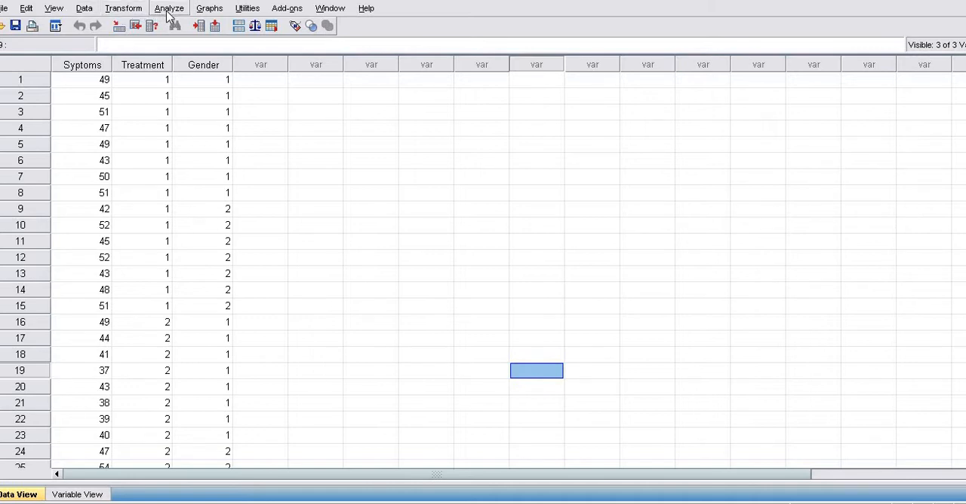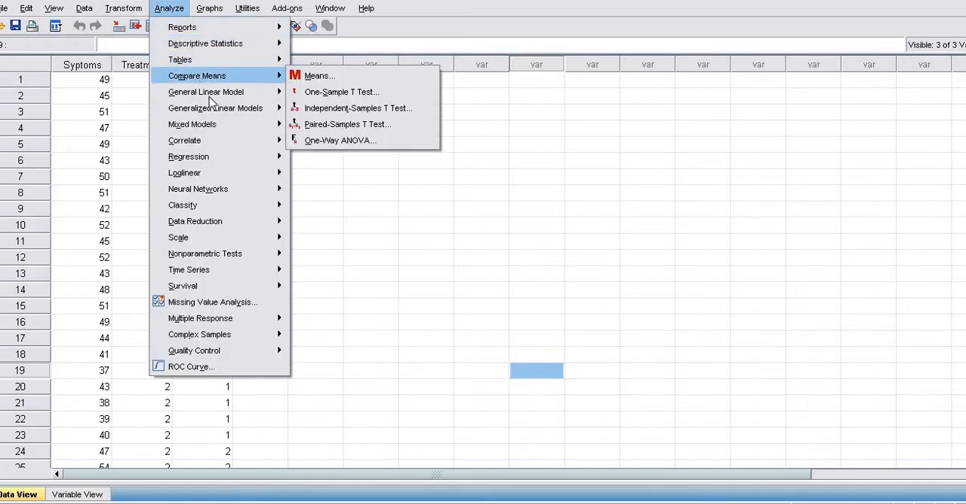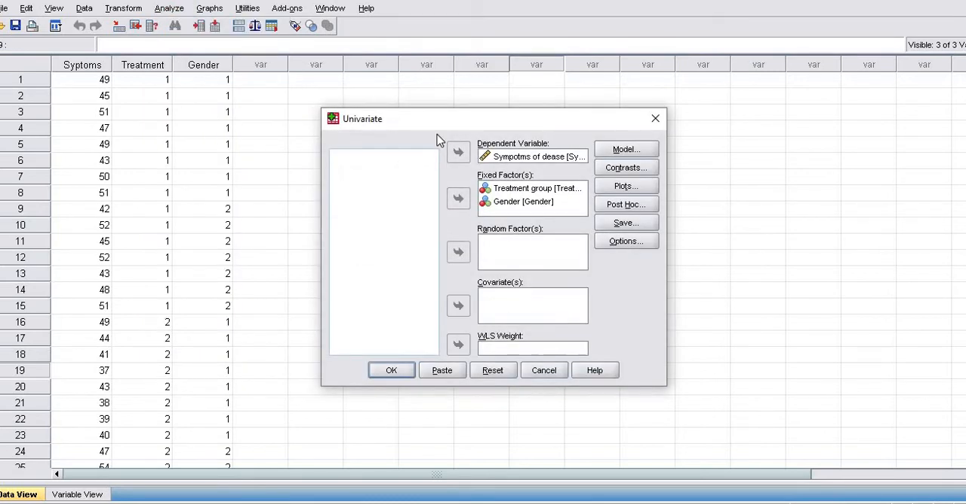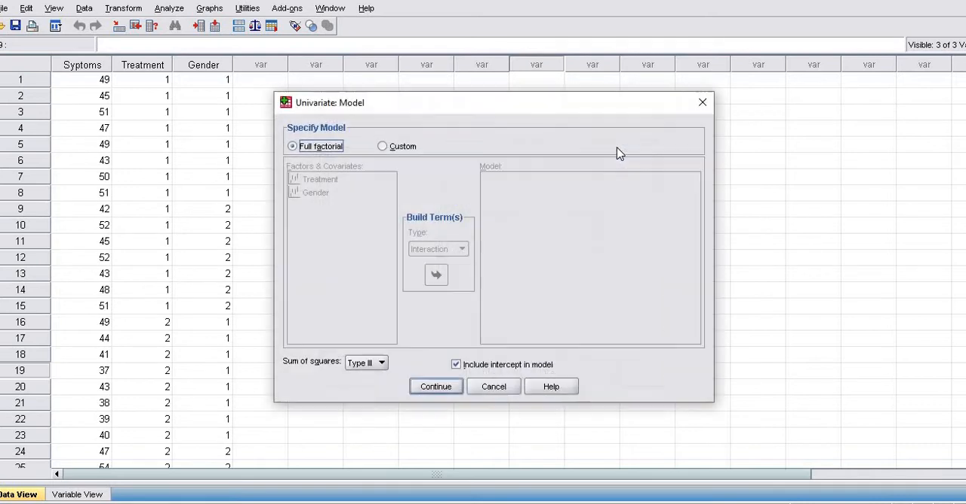Now analyze this data. General linear model, univariate. Symptoms is the dependent variable. Treatment group is a fixed factor. Gender is also a fixed factor. Model. Okay.